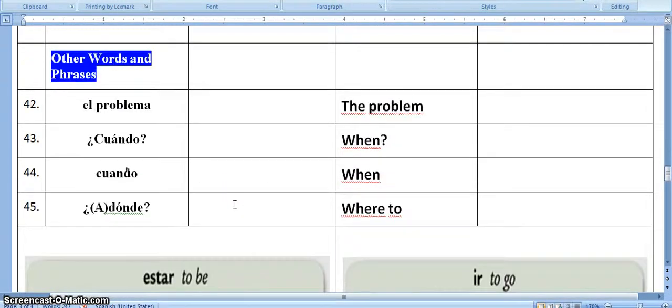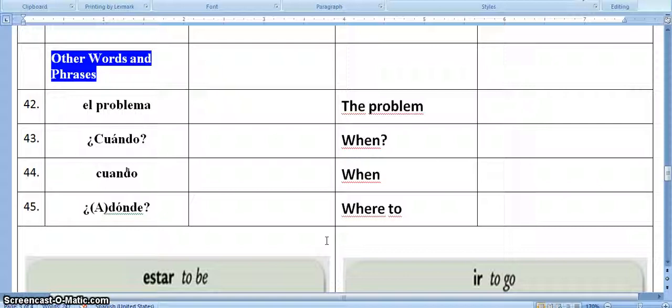So, other words and phrases. Look at número 42, el problema, is the problem. Okay. El problema is cool. It doesn't follow the rule. It's el problema, not la problema. Once again, it doesn't follow the rule. I don't get it. Okay, it just doesn't.